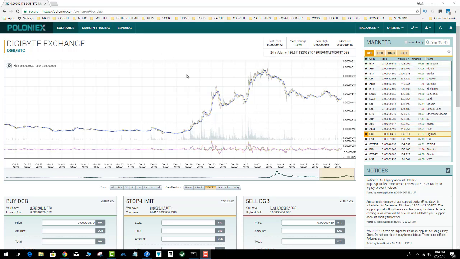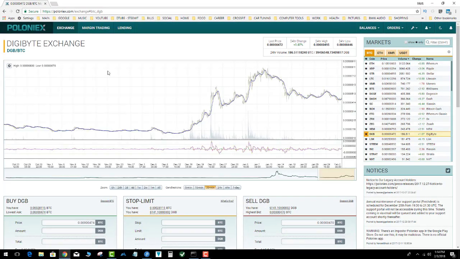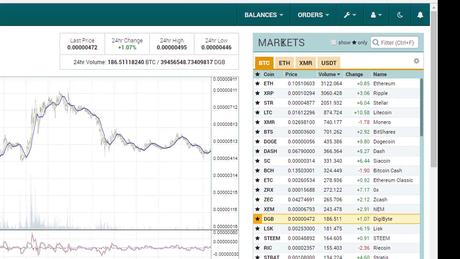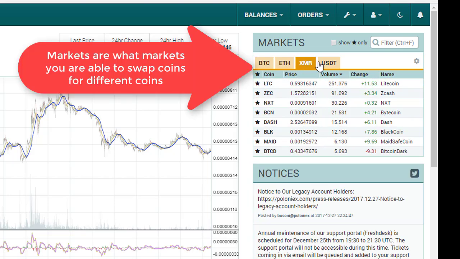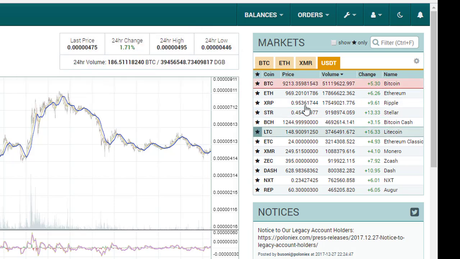First and foremost, to get to the main trading screen, you're going to click on Exchange, and this should be the initial page that loads. From here, we have the markets over here on the right of your interface. So you have BTC markets, ETH markets, XMR markets, and USD Tether markets. Whenever you're searching for a specific coin, let's say we were looking for SIA coin.